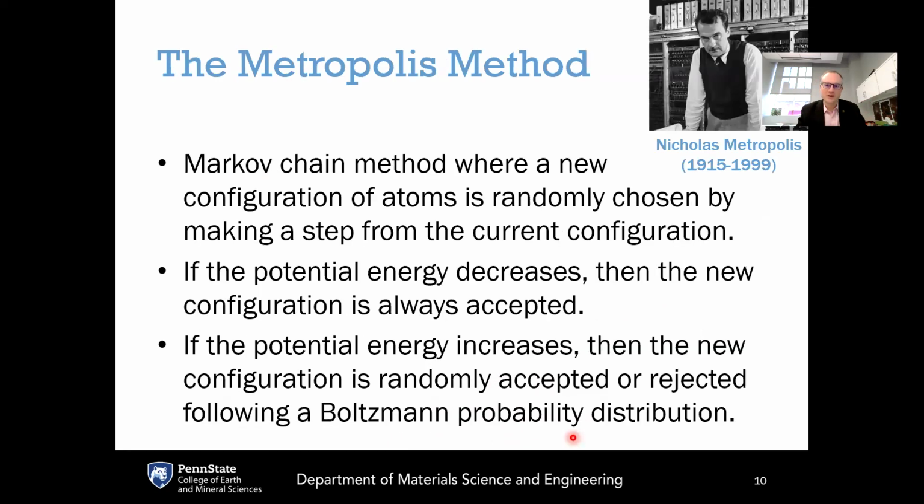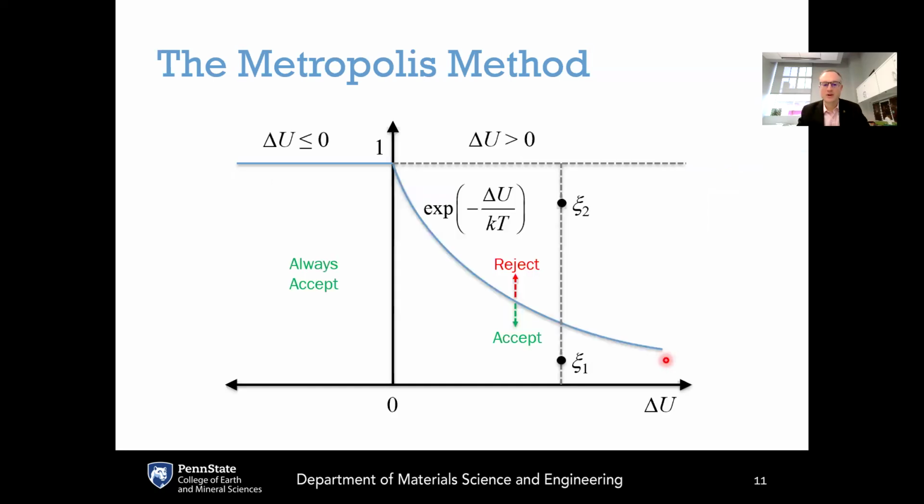Now, the Metropolis method, there's a picture of Nicholas Metropolis, is to use this Markov chain method where a new configuration of atoms is randomly chosen by making a step from the current configuration. So we have some current configuration of atoms, and we're going to make a step away from that current configuration. If the potential energy decreases, then the new configuration is always accepted. If the potential energy increases, then the new configuration can be either accepted or rejected, and it's done so randomly following a Boltzmann probability distribution. So this is what this looks like mathematically.